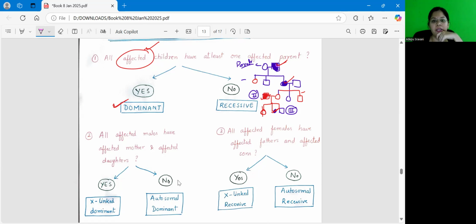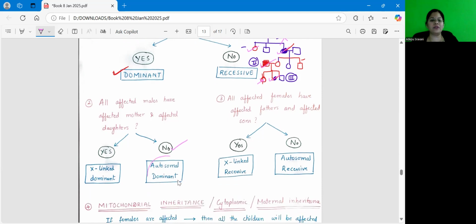So here, parent male, are all the daughters affected? Let us check. This daughter is not affected, but this daughter is affected. So the answer is no. In the first case itself, it is no. Similarly, I'll go with the next one. This male is affected. If one of the daughters is affected, the other daughter is not affected. Clear? And that's it. So the answer is no here. And since the answer is no, the answer would be autosomal dominant. This is how you have to check.